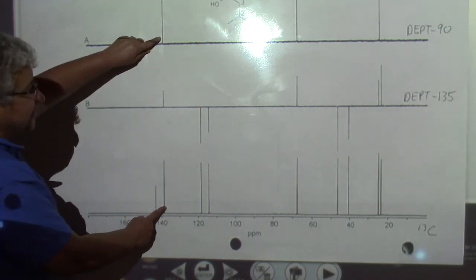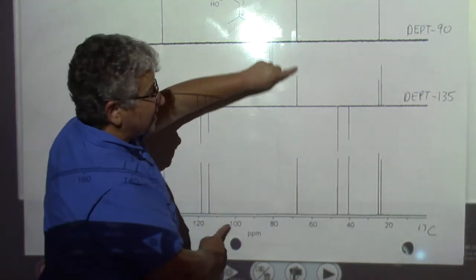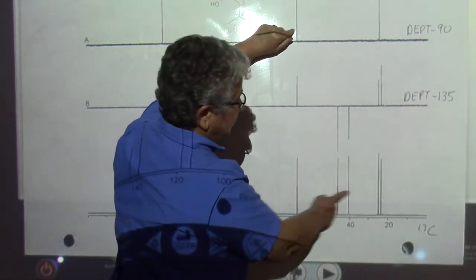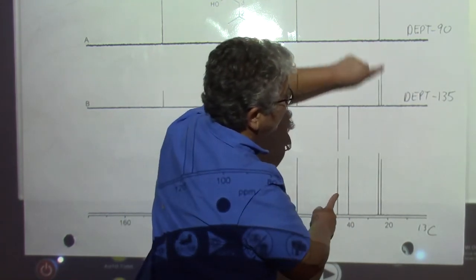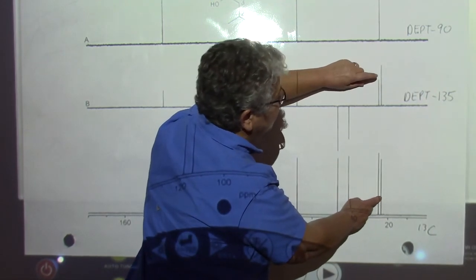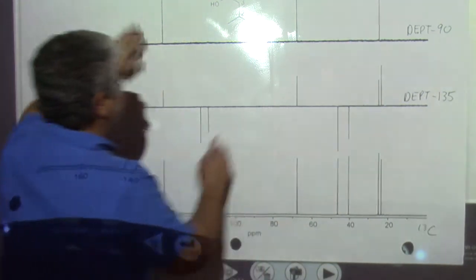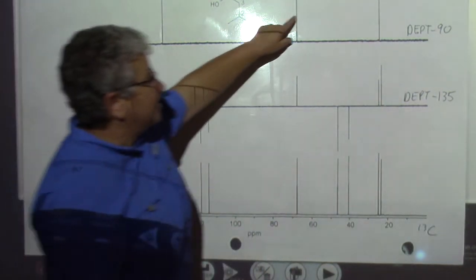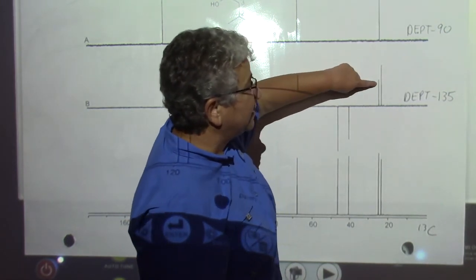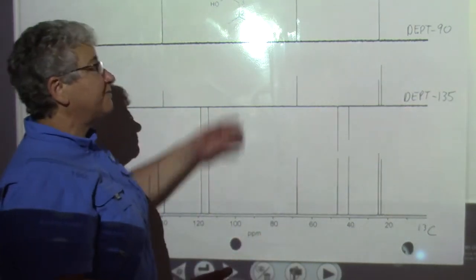This is a CH because I see it here. These two are CH2s. This one is a CH, right? This is a CH because I see it up here. And then CH2s. And then one of these, again, you have to line them up. But one of these is a CH and the other is a CH3, right? So when I look at this spectrum and this spectrum, CH, CH, I'll say these two, right? CH, and then this one must then be a CH3 because I see it in the DEPT 135, but I don't see it in the 90.